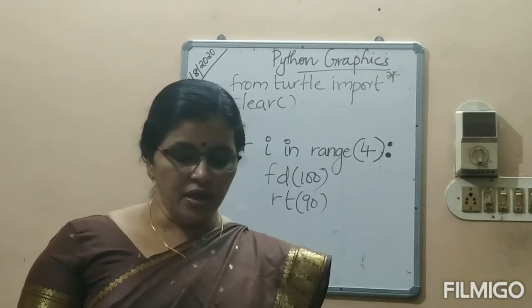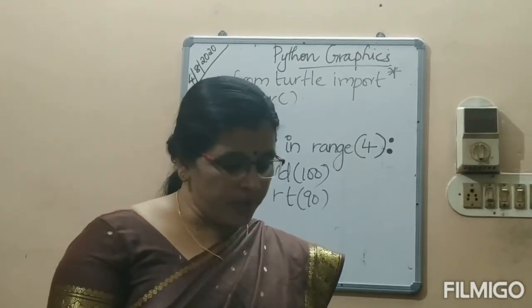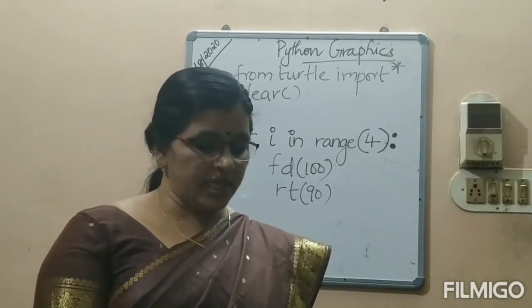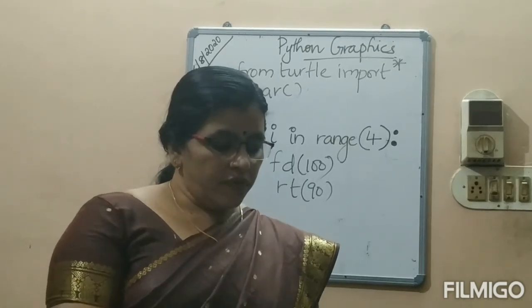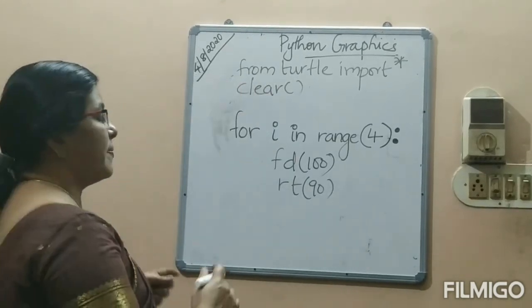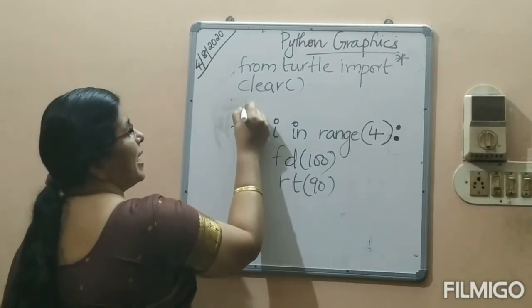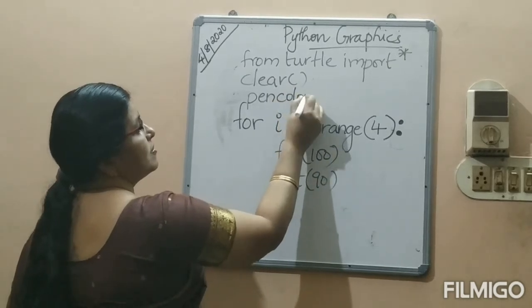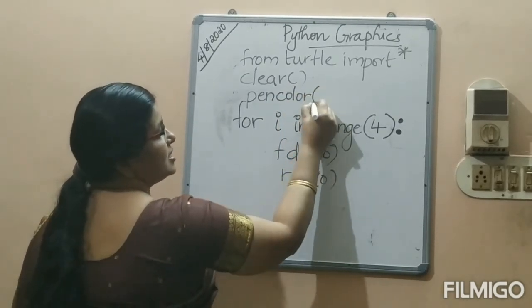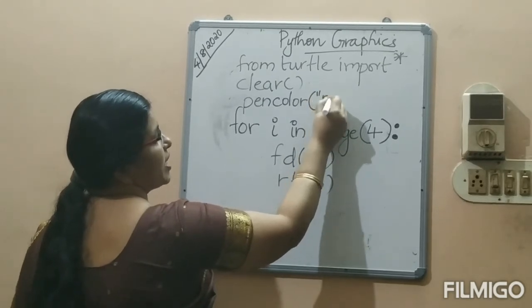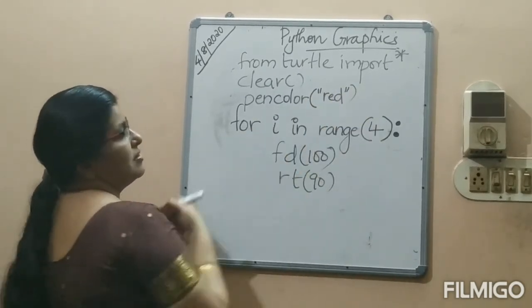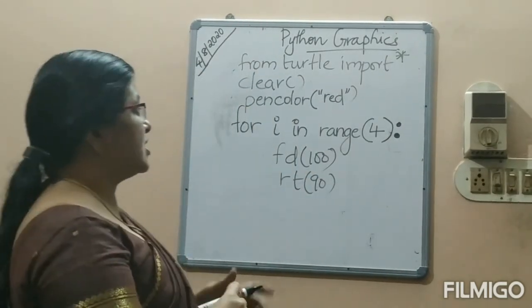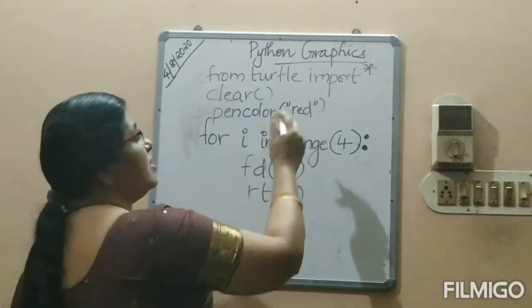It is given in your text on page number 54. A table is there. I know you don't have the text. I will send it. On page 54, the commands are there. Pen color. This is the command. Inside the bracket, you have to write the color.